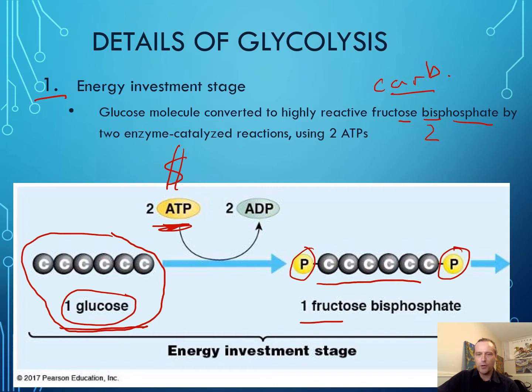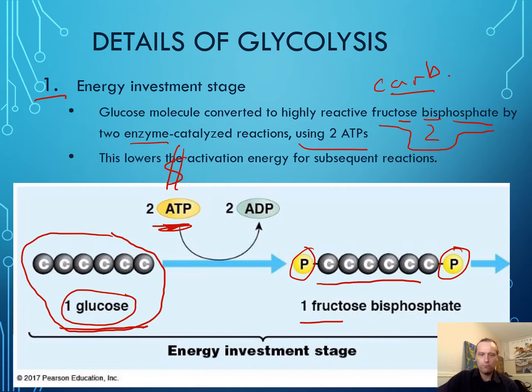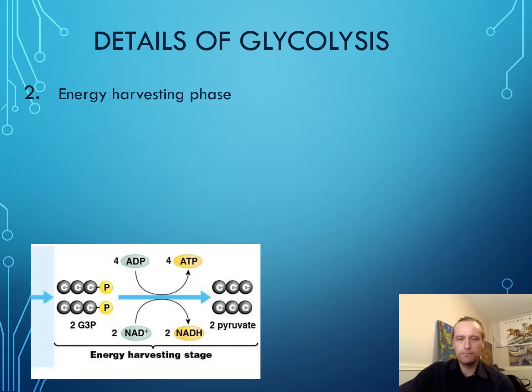I will not require you to reconstruct all the root words here at all. I'm just trying to help you break down that big word. So a glucose molecule is converted to highly reactive fructose bisphosphate by two enzyme-catalyzed reactions. We can just say it's by an enzyme-catalyzed reaction, and we use two ATPs. This lowers the activation energy for subsequent reactions. Two, the energy harvesting phase.